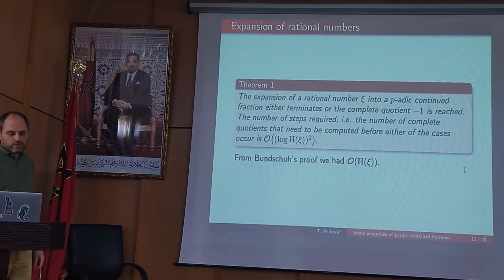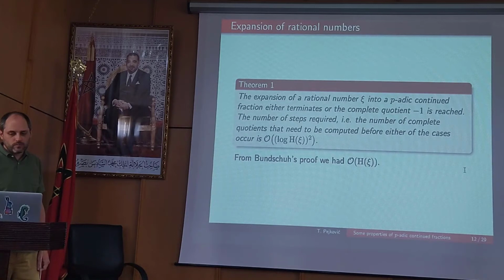So the expansion of a rational number psi into a p-adic continued fraction either terminates or the complete quotient minus 1 is reached, and the number of steps required, or the number of complete quotients that need to be computed before either of the cases occurs, is, in Landau notation, big O of the square of the logarithm of the height of this rational number. The height of the rational number is just the maximum of the absolute values of the numerator and denominator.